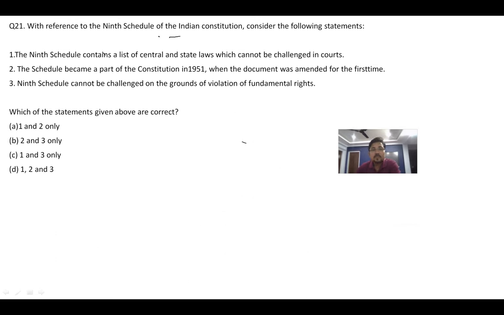So the 9th Schedule is next. Consider the following statement. The 9th Schedule contains a list of central and state laws which cannot be challenged in the courts.